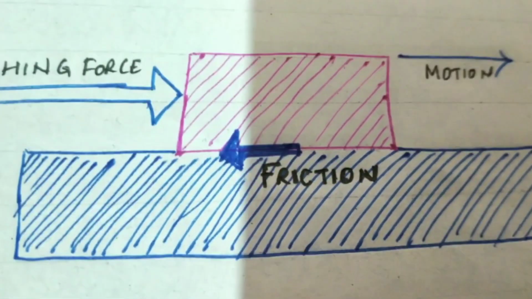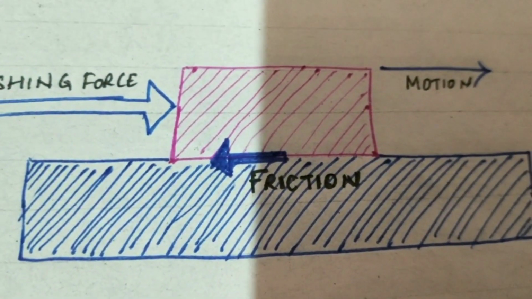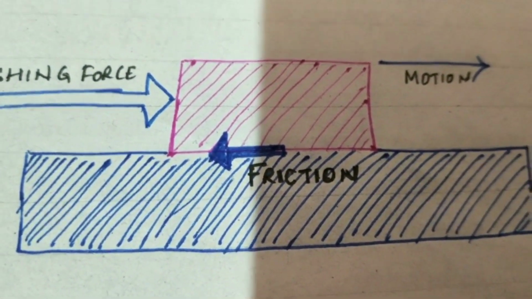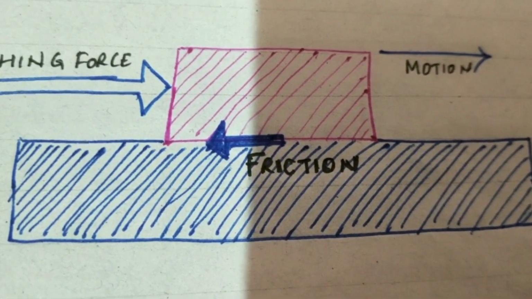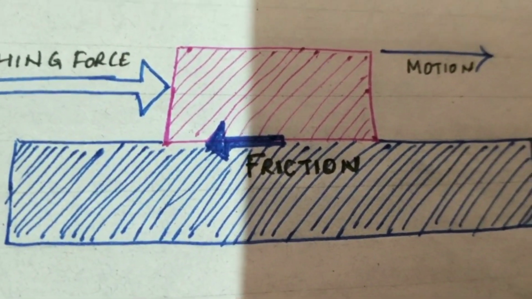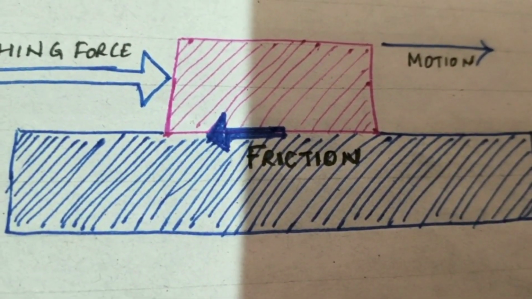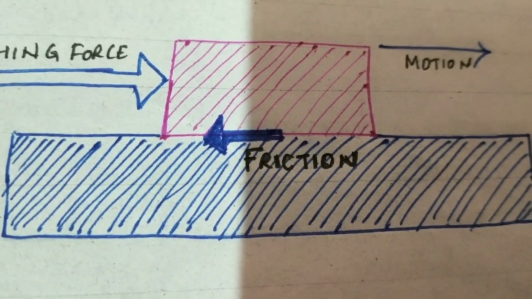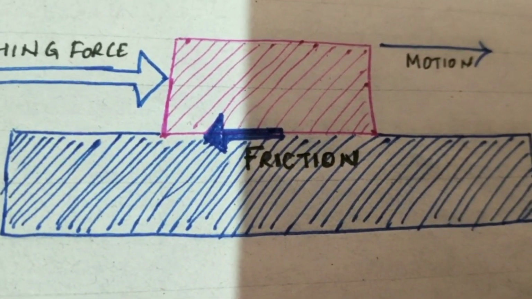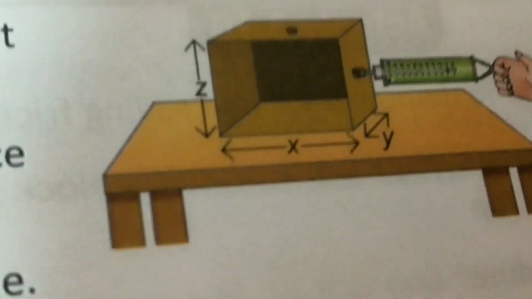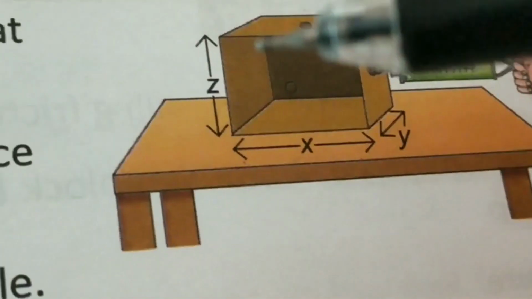Okay. So the area of the surfaces in contact. Friction is independent of the shape or the area of the surfaces in contact. So there is activity 3.9 given in your book. Let's see the activity. See this activity here. Here is a box, and what happens?